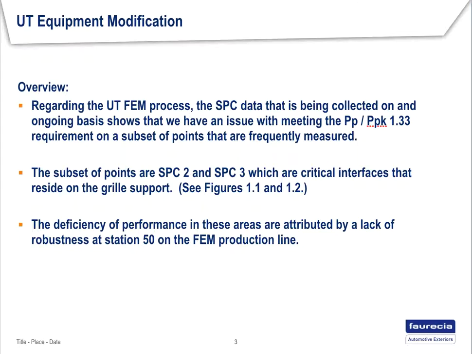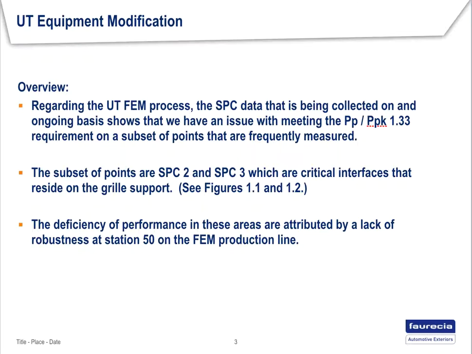So, overview. Regarding the UT front-end module process, the SPC data that is being collected on an ongoing basis shows that we have an issue with meeting the process performance of 1.33, which is a requirement on a subset of points that are frequently measured. These points are agreed upon between us and the customer. This is a group of points that we need to show statistical control on an ongoing basis.